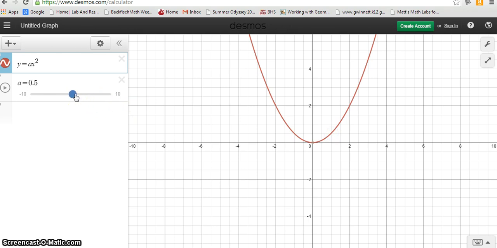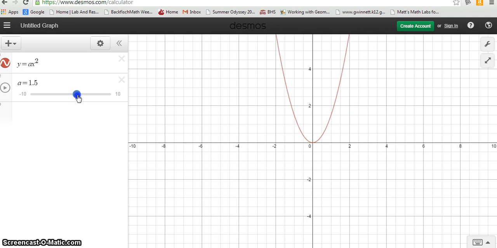So that's a vertical compression. So when I multiply by a number that's bigger than 1, it stretches. Smaller than 1, but still positive, it compresses. And a vertical stretch makes it narrower. A vertical compression makes it wider. So that's the first thing we want to talk about on your chart.